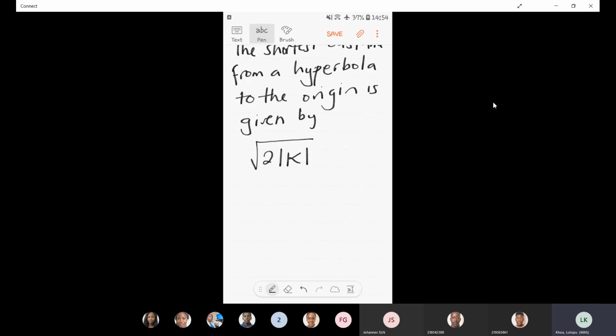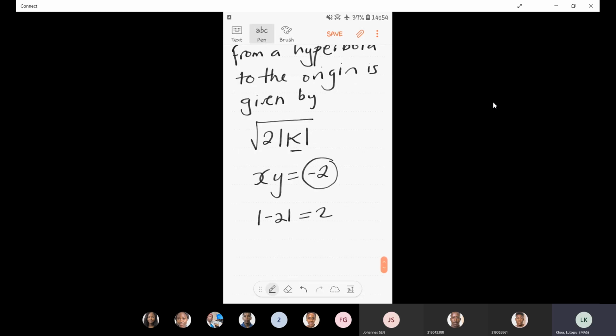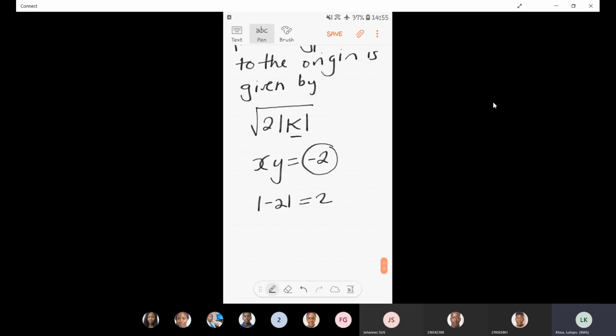So k here is your value. Like here we have xy is equal to minus 2. So this is my k, and then when I take the absolute value of minus 2, this is just equal to 2. So you can try this and find out why is it the case, and then if you cannot get it, then we'll go over it tomorrow.